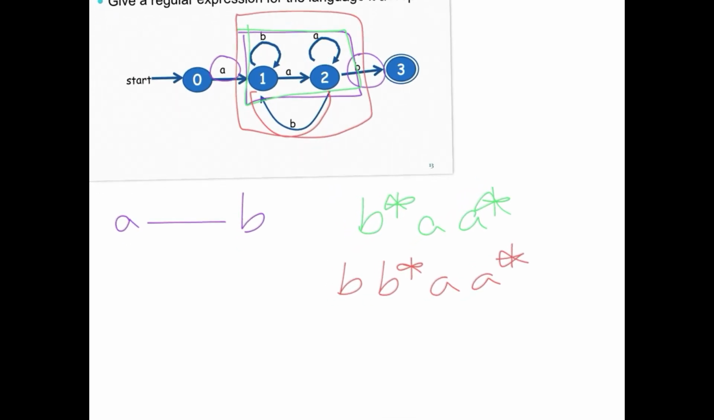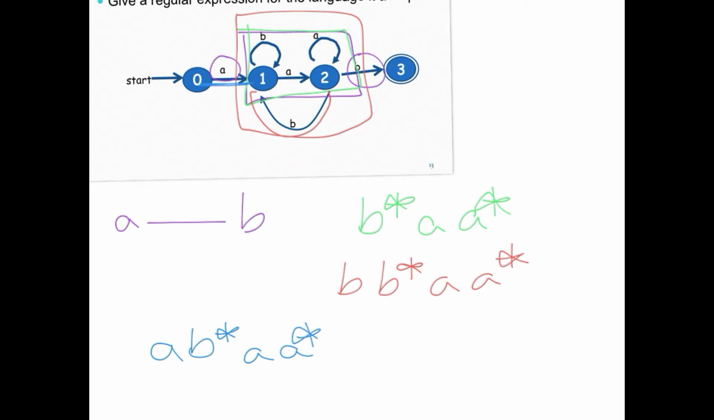So like I said, we have to start with an A no matter what. And then in the middle, we have to have a B star, A star. And of course, by have to have the B star part, it could be no B's at all, right? We could skip that, but B star includes lambda, so we've got an A, 0 more B's, an A, 0 more A's, and now we're at state 2.